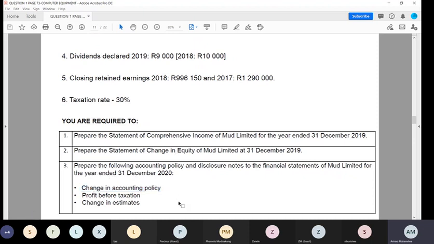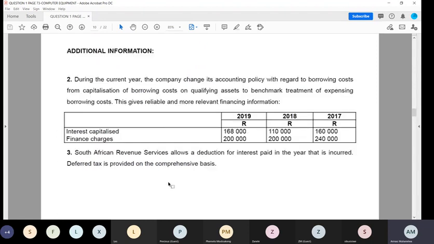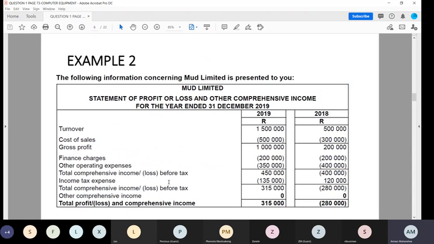So here's the required statement of comprehensive income, statement of changes in equity, and the note, similar to what we did on Monday. Now, let's go and look at the information provided to us. We are given the statement of profit and loss for both 2018 and 2019. I won't go into the details. I believe at this level by now we all know how the statement of profit and loss and other comprehensive income, the structure part of it, looks like.